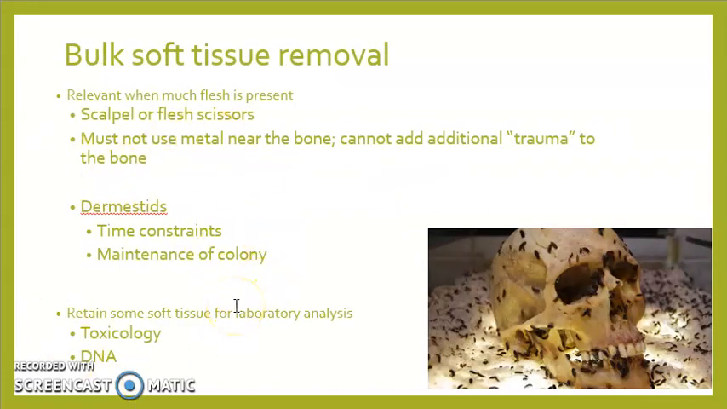If there is a lot of soft tissue, then that has to be removed. I always have this picture because I used to work with a dermestid colony at UB, but dermestids, listen to my words, are not the best method for bulk soft tissue removal because of how long they take and how very high maintenance the little colony of beetles is. Dermestids are flesh-eating beetles. They only eat dead things. So don't worry, like the mummy, that they come and start to eat you.